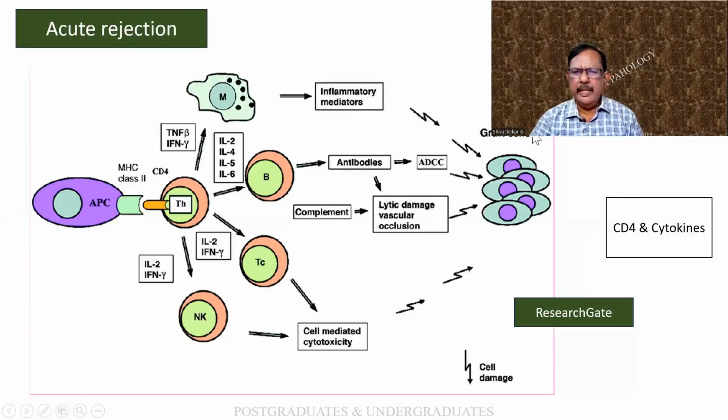Antibody-dependent cell-mediated cytotoxicity against the graft cells. Activation of the complement leading to lytic damage. You must be remembering the C5b-9, the membrane attack complex. And there is also the cell-mediated cytotoxicity. So all of these are there. Kindly do write this. So this one diagram, I think, will fetch you the marks.